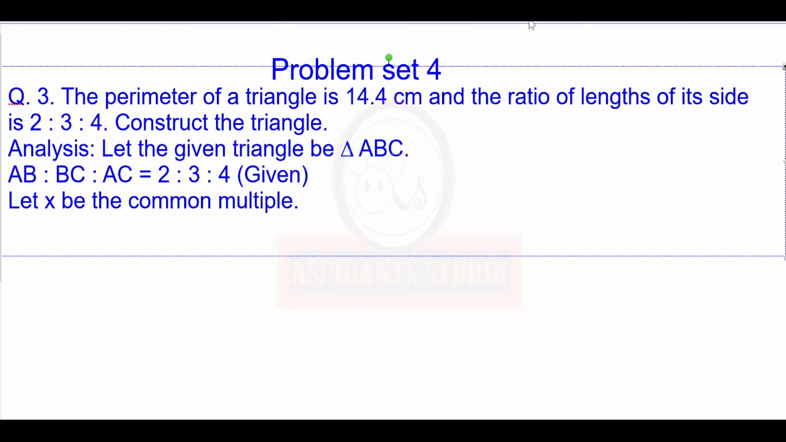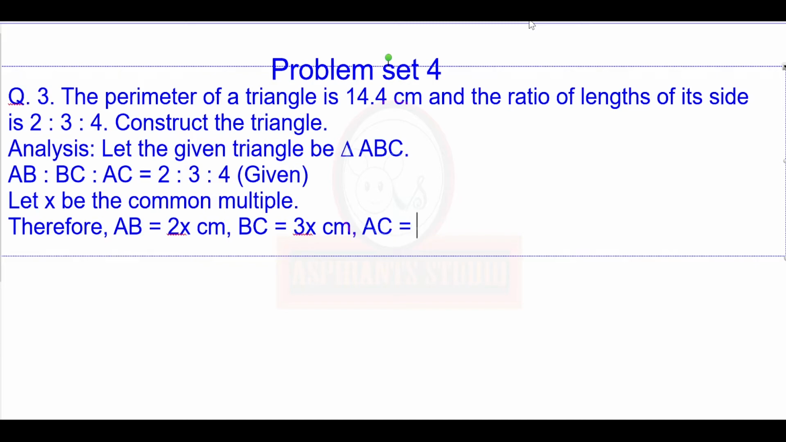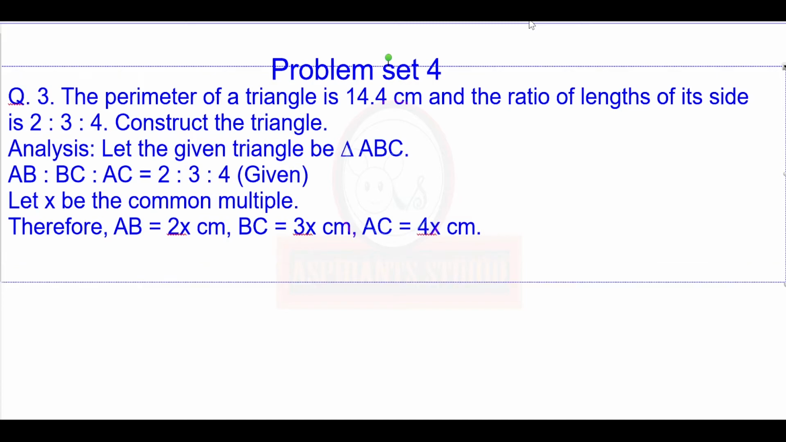Now problem set 4, question number 3. The perimeter of a triangle is 14.4 centimeters and the ratio of lengths of its sides is 2:3:4. Construct the triangle. So here we have to first write the analysis. Let the given triangle be triangle ABC. The triangle's name is not given, so we have taken it as triangle ABC. And we are given AB : BC : AC is equal to 2:3:4.